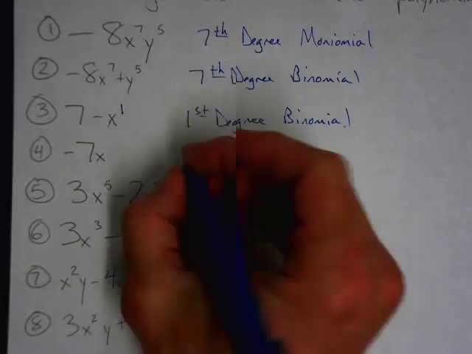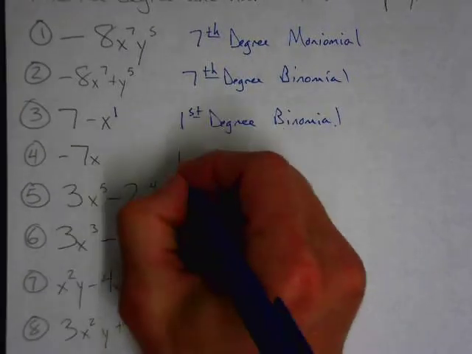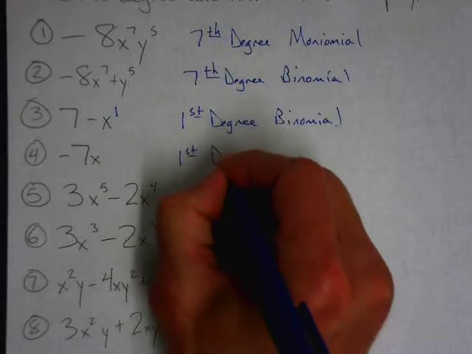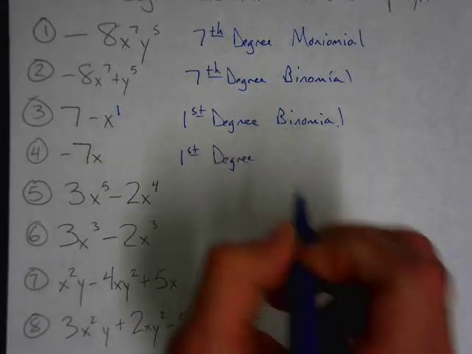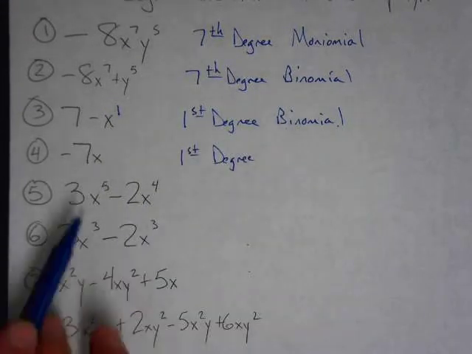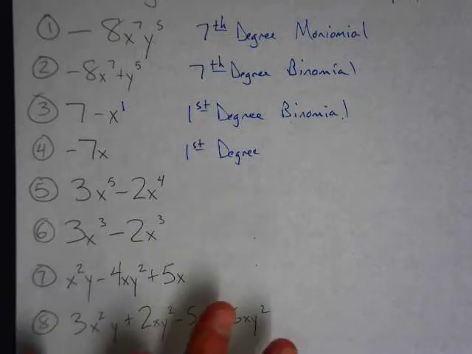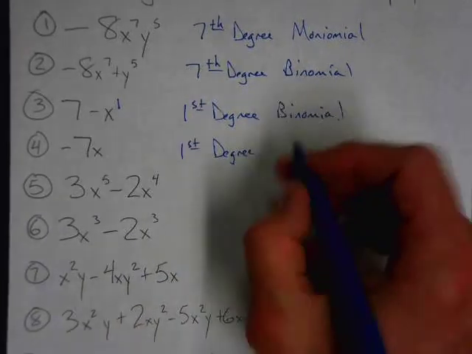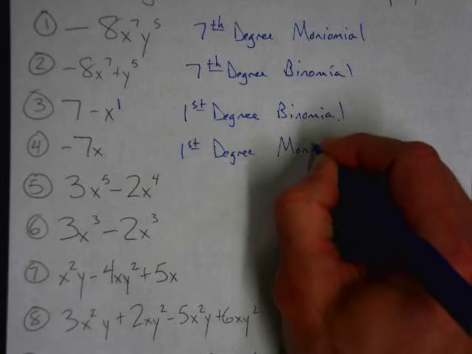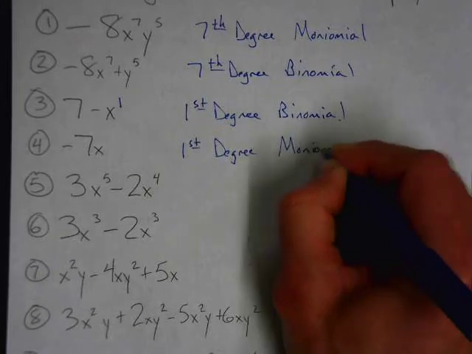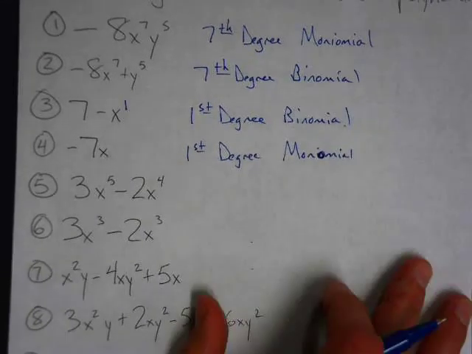So number 4 would then obviously be a 1st degree. What, right? What are we saying? Let's read it out loud. Negative 7x. Did we say plus or minus? No. So it is a monomial, right? If I know how to spell monomial, that'd be great. Monomial. And then number 5, right?